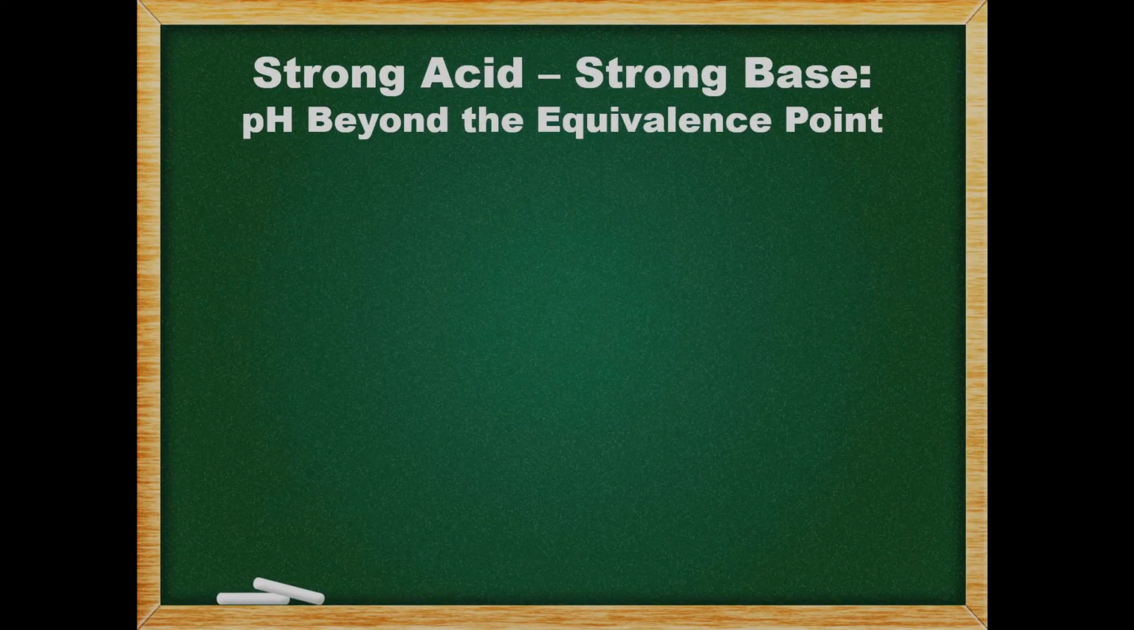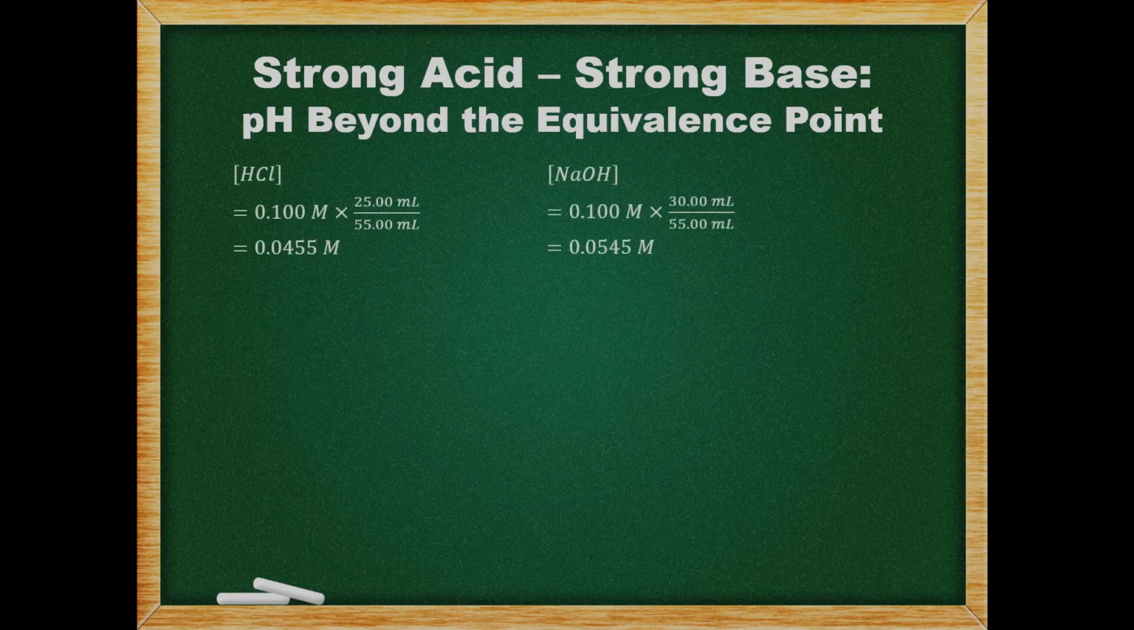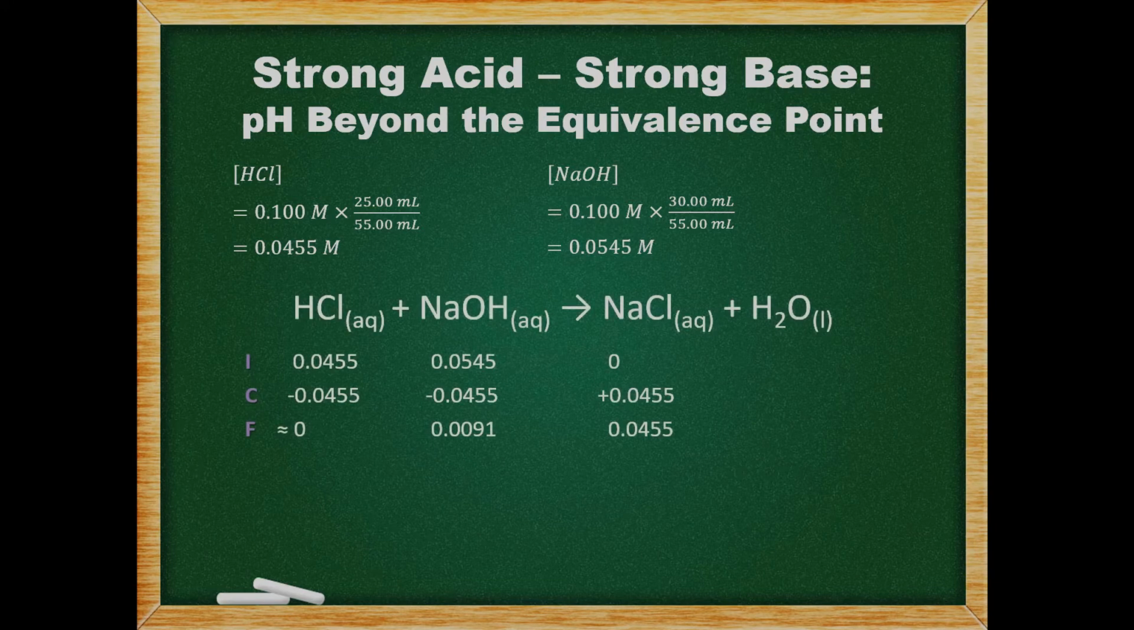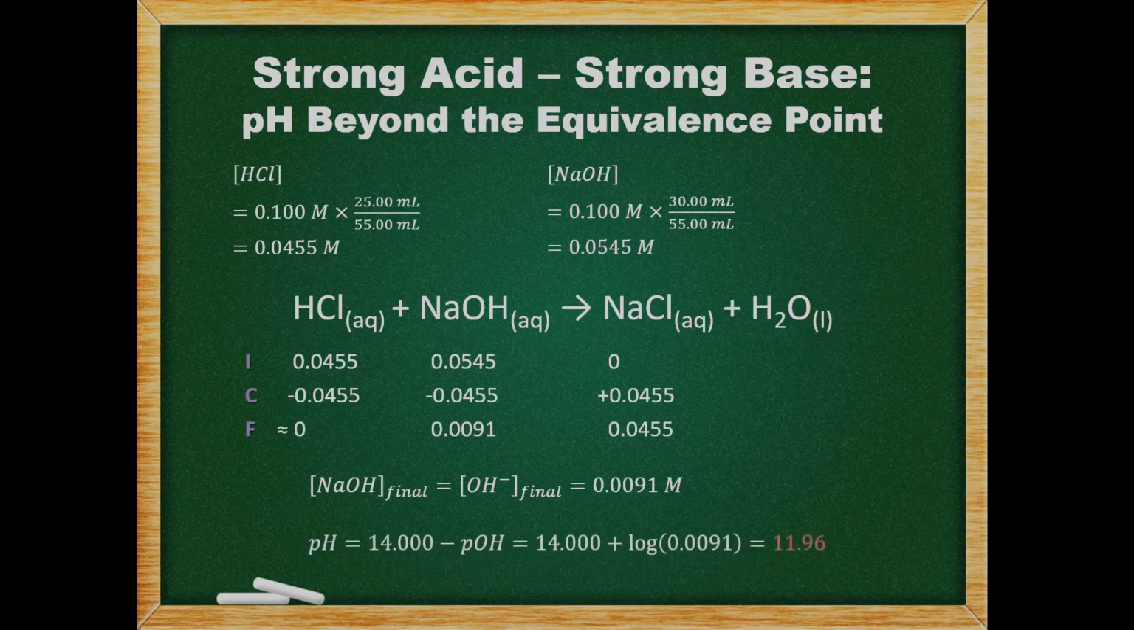What is the pH after we continue to add base after the equivalence point? If we added 30 mL total of sodium hydroxide, then we still account for the dilution and make an ICF table. This time the hydrochloric acid is limiting and we are left with excess sodium hydroxide. Using the hydroxide concentration, we can get a pOH, but we need to convert this to a pH value.